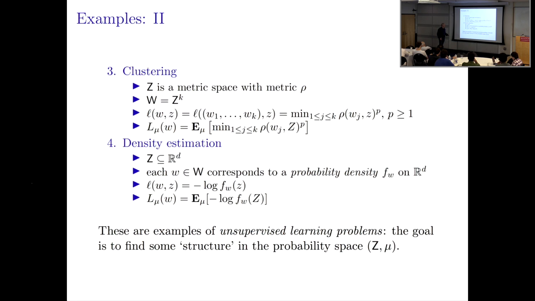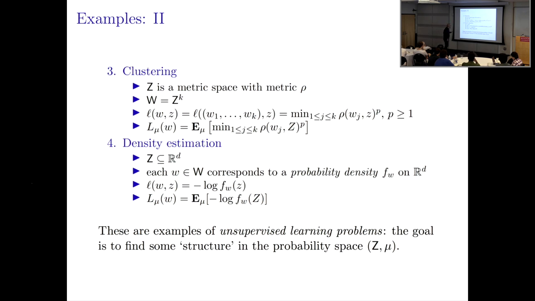And here's the other set of examples. These are slightly different. Now let's look at clustering, which is often a first part of any kind of sufficiently complicated data analysis pipeline. So now Z is a metric space, let's say, with some metric rho. This metric rho measures distance between the elements of Z. W, our space of hypotheses, is now going to be the kth Cartesian power of Z. So we're going to generate k tuples of elements of Z as our hypotheses.